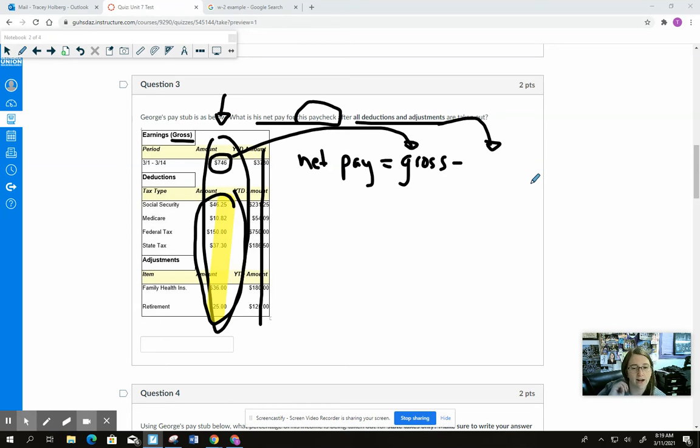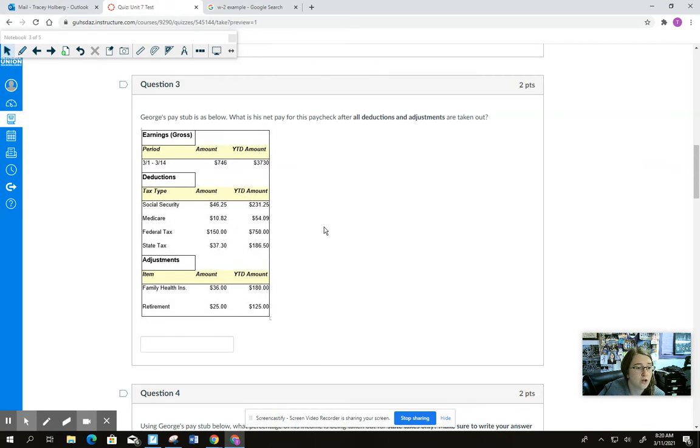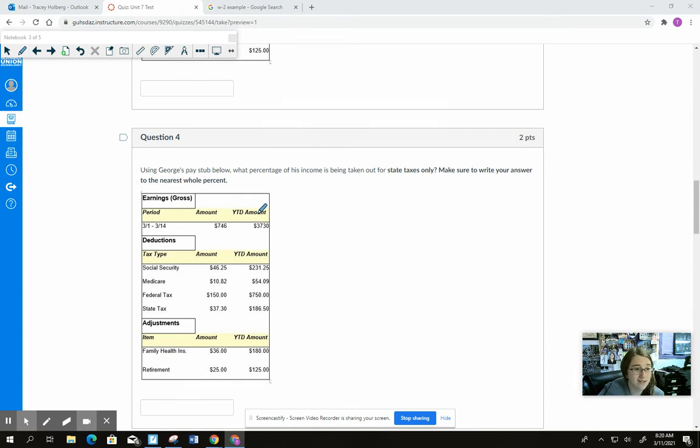So go back to the test and try number 3 if you missed that one. I'm going to go ahead and keep going, though, on to number 4. So number 4 was the same pay stub. Once again, you actually could have used this column here, but we didn't need to. Now, be careful because you had 2 possible questions. Either it was state taxes or federal taxes. It was one or the other.